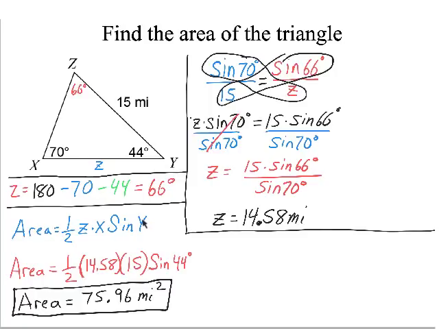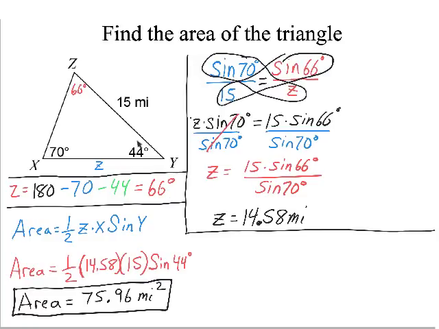So we want to find the area of this non-right triangle. I want to use this formula. In order to use it, I need a side angle side. So I notice I have a side here. I don't have that angle, but I quickly found it right here by taking 180 minus 70 minus 44, which will give me the third angle. So I got 66 there.